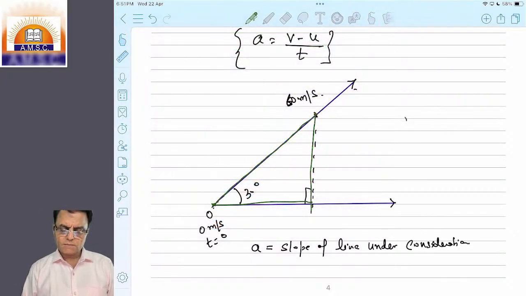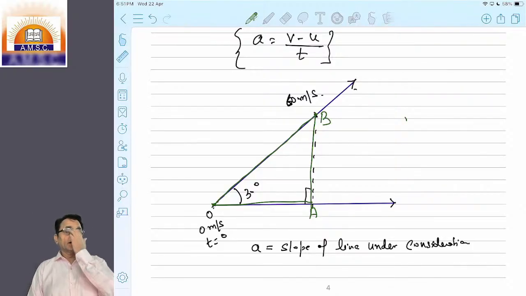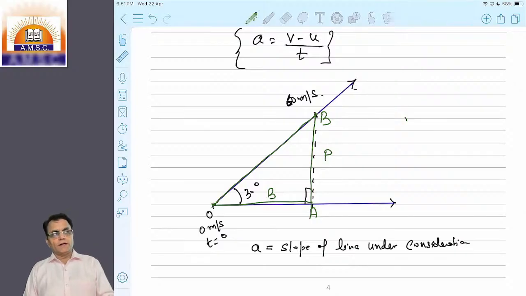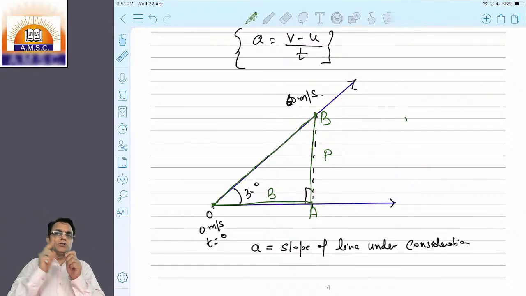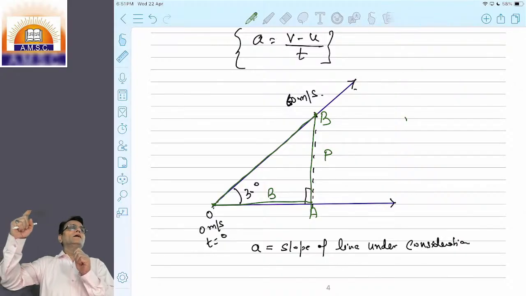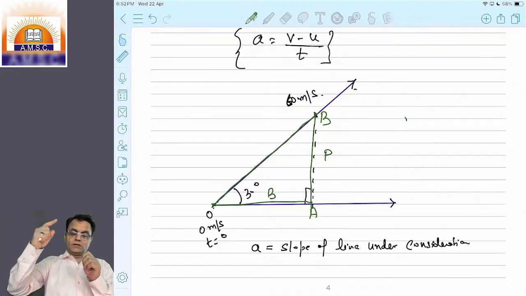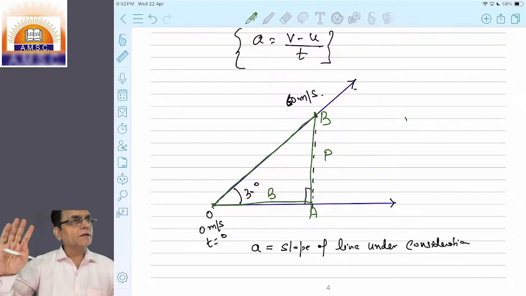This portion, right? The slope of triangle, let it be A, let it be B. So I am having a right angle triangle. In this right angle triangle, this is perpendicular. This happens to be base. So slope of the line, in order to find out acceleration, right? The line under consideration is 0 meter per second to 50 meter per second. Sorry, 0 meter per second to 60 meter per second.